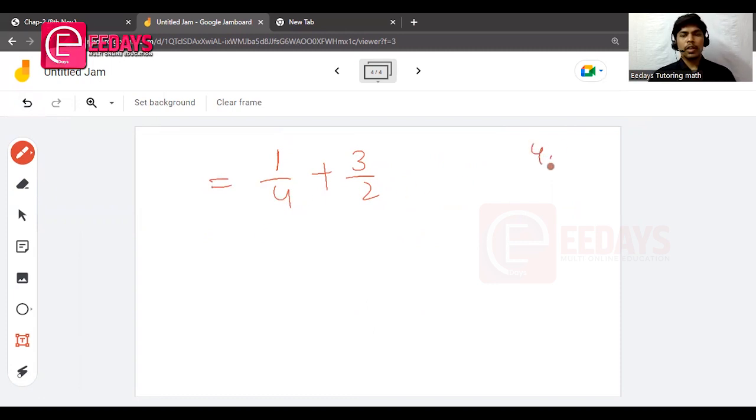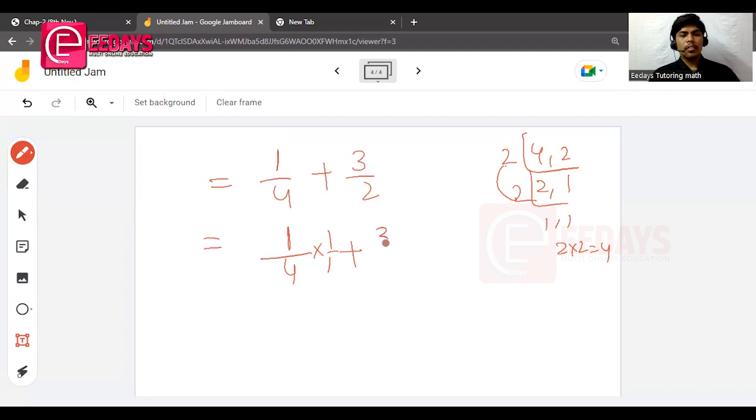So here, let's take 4 and 2 for the LCM. 2 2s are 4 and 1 here, 2, 1, 1. Now multiply 2 into 2, that is 4. Okay, 4 is the LCM. Now you should equate the denominator to 4 for both. Here 4 is already there, so we just multiply with 1 and 1 and you'll get 4 here. For 3 by 2, it is different because in the denominator we have to make it 4, so we multiply by 2. 2 into 2 gives 4, so I'm multiplying both numerator and denominator by 2. Now 1 into 1 is 1, so 1 by 4, plus 2 3s are 6, 6 by 4.